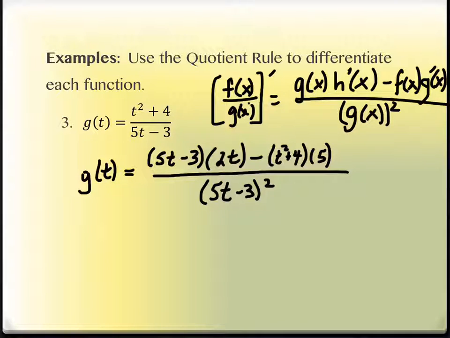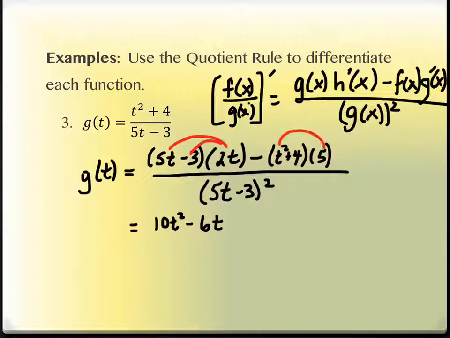The numerator, however, will get cleaner and nicer and simpler if we multiply it out. And the reason is because we'll be able to combine some like terms if we do. So we're going to do that. So we're going to distribute the numerator, first piece. So I'm going to have 10t squared minus 6t.